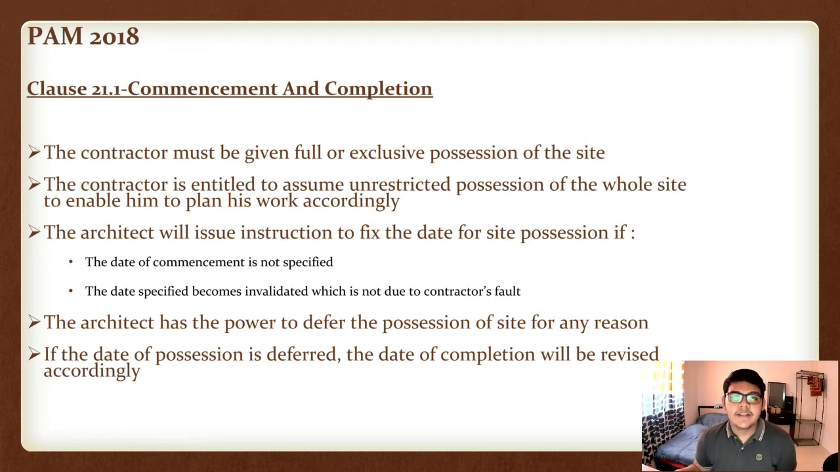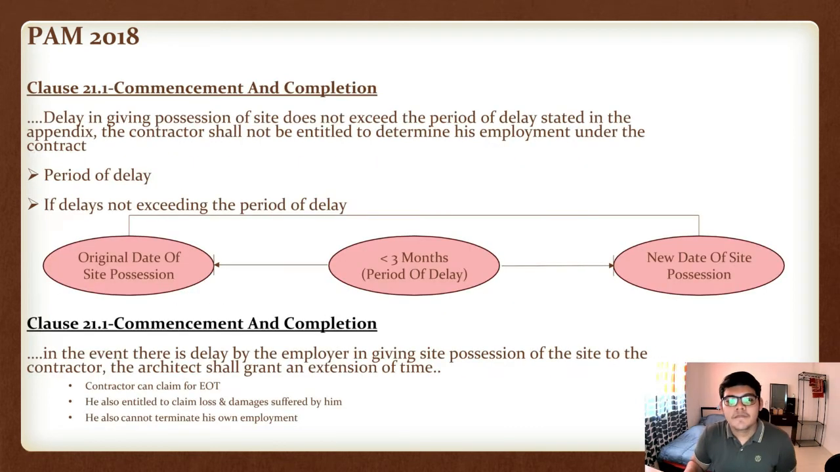The architect has the power to defer the possession of site for any reason. However, if the date of possession is deferred, the date of completion will be revised accordingly. For example, if the date of possession of site is deferred for 2 or 3 months, the date of completion will also differ by 2 or 3 months.